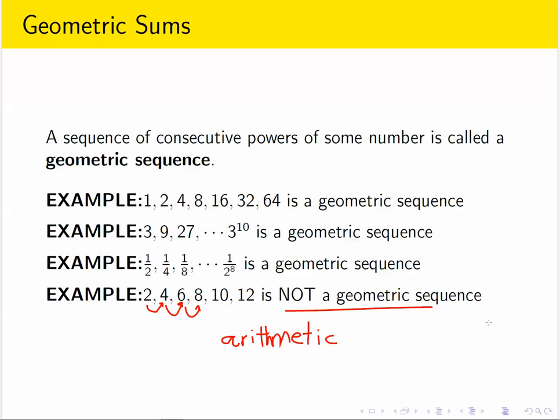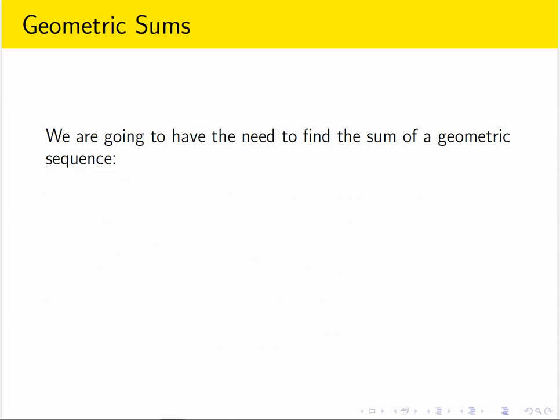But we're not going to have need for arithmetic sequences in this section. So we're only going to be interested in geometric sequences corresponding to consecutive powers of some number. And in particular, we're going to be interested in finding the sum of such a sequence. What do we get if we add together a bunch of consecutive powers of some number?